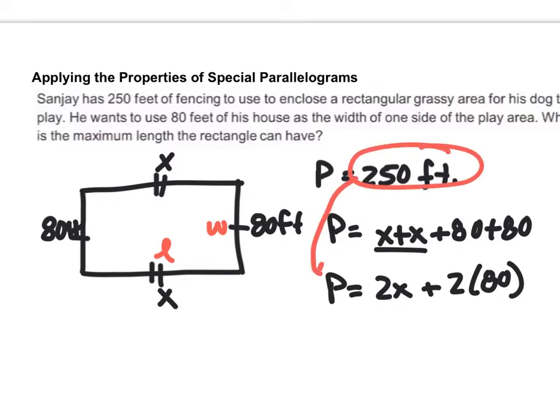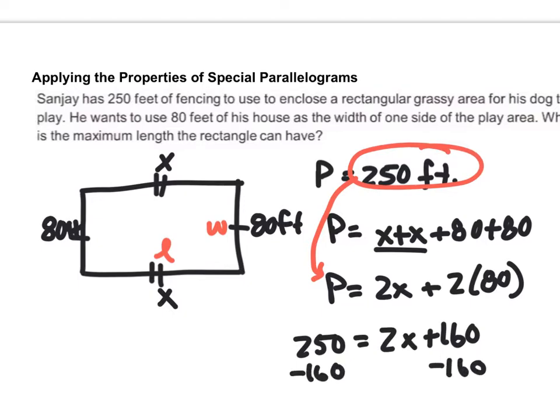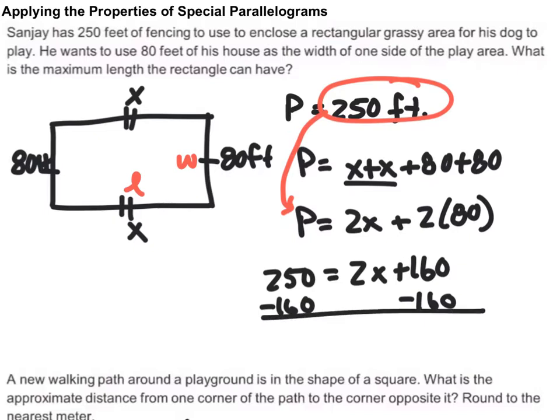And I'm going to substitute that in for p down here into this other equation. And that's going to give me 250 feet is equal to 2x plus 160. Okay, and if I take that and I subtract 160 from both sides, we'll subtract 160 from here and here, and that's going to end up giving us 90. Okay, 250 minus 160 is 90, is equal to 2x.